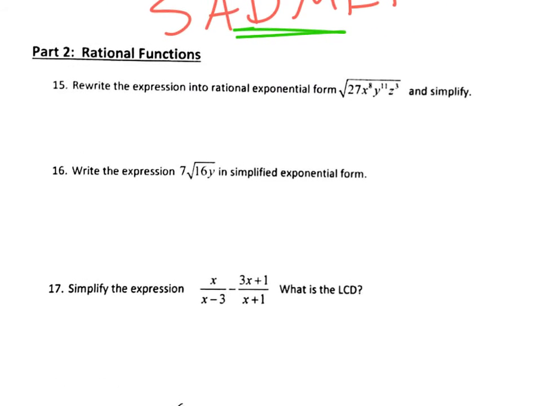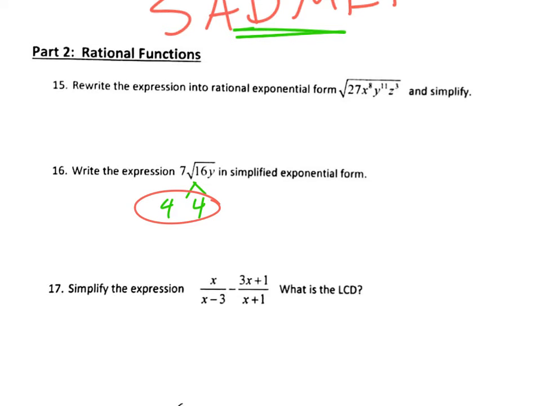Now let's take a look at 16. If we want to write something in a simplified exponential form, this one's similar to what we did on the first page, so we can think about what we take out of 16. We know 16 is 4 times 4, and then you've got a pair of 4's right there.